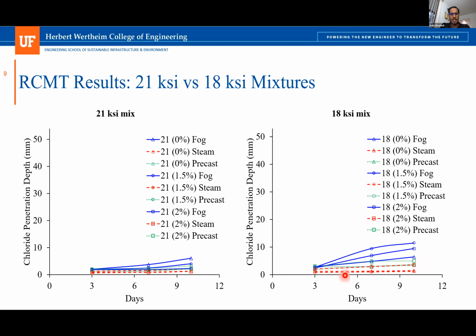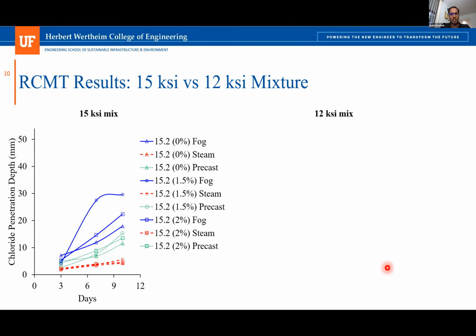For the 18 KSI, it showed a similar type of result to the 21 KSI, but with a slightly higher chloride ingress. For the 15 KSI, it showed again higher chloride ingress when compared to the 18 and 21 KSI, and it is as expected. As the strength of the mixes decreased, the chloride ingress increased.